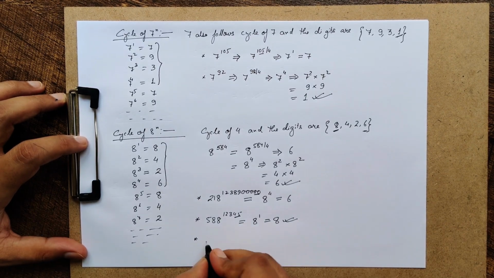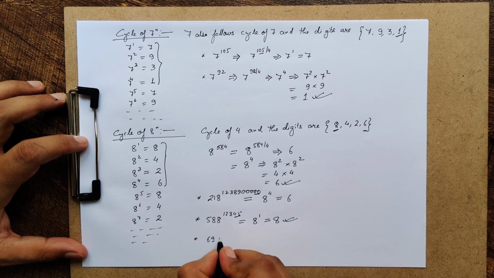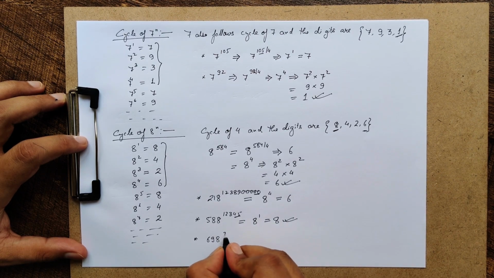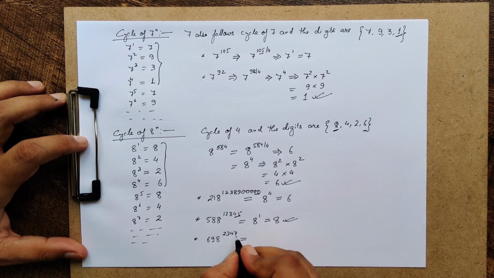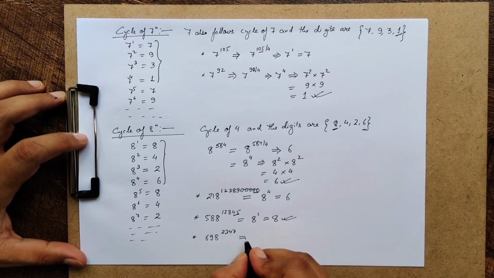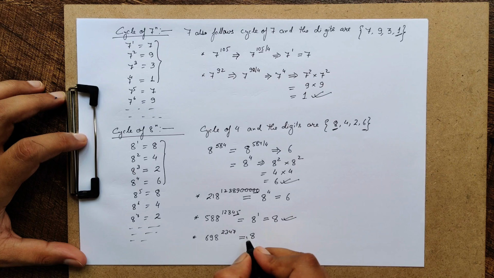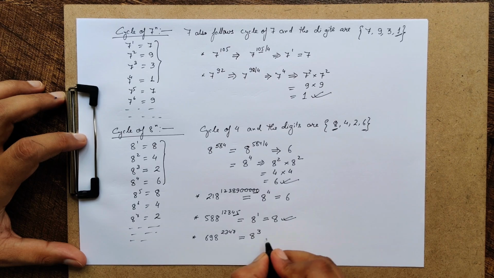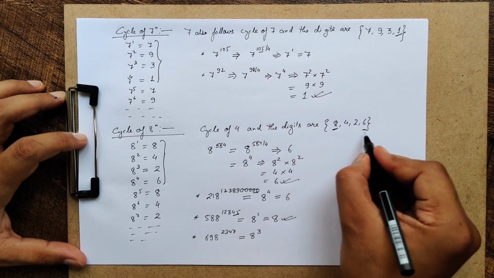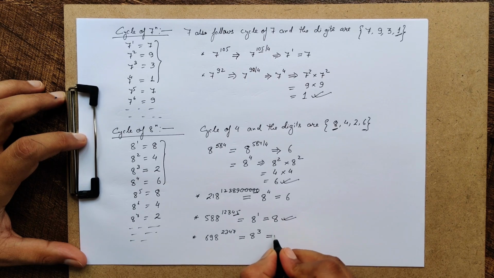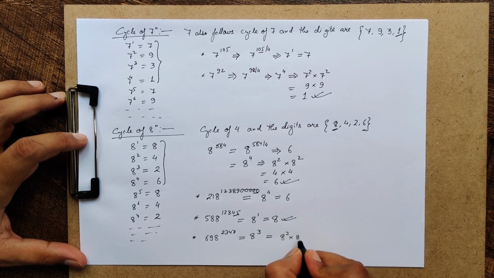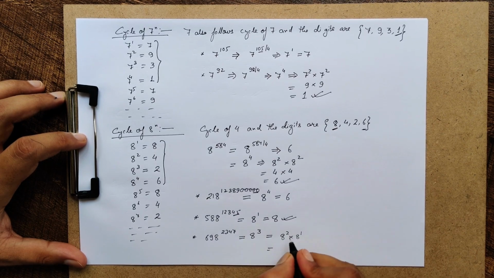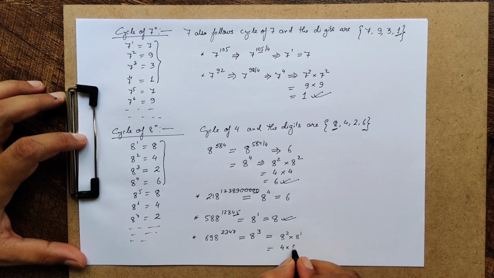Let's take one final example. 698 to the power 2347. Now we know that if we divide this by 4, we get 8 to the power 3. Now if you don't remember the digits of the cycle, you can also write it as 8 square into 8 to power 1. So 8 square is 64, so 4, and 8 to the power 1 is 8. So 4 times 8 is 32, so 2 is the answer.